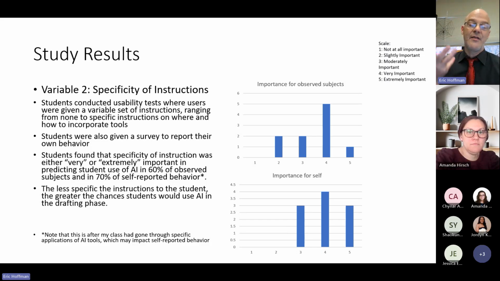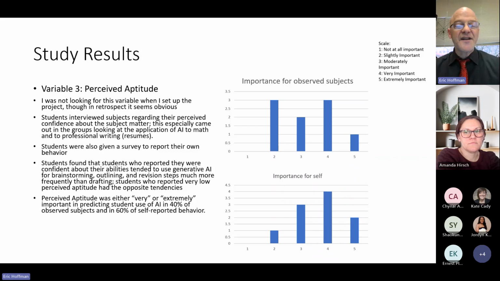This shows that the students also found that, both for themselves and for the participants they were observing, the surprise variable was perceived aptitude, although I guess I will say, in retrospect, this should not have been a surprise variable. In retrospect, the idea that someone who has a perception of very, very low skills is much more likely to turn to outside factors to help supplement that.